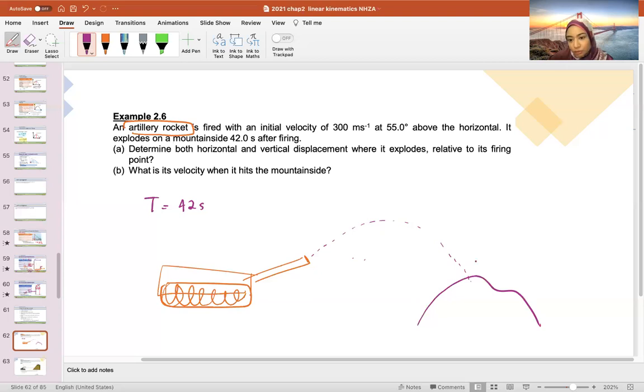Okay, so the time taken to reach this mountainside is 42 seconds. And the angle to launch is 55 degrees. This is our vector V0, 300 meters per second. So we have the maximum height, and we have 42 seconds to reach the mountainside. This is the landing point, or the total duration.